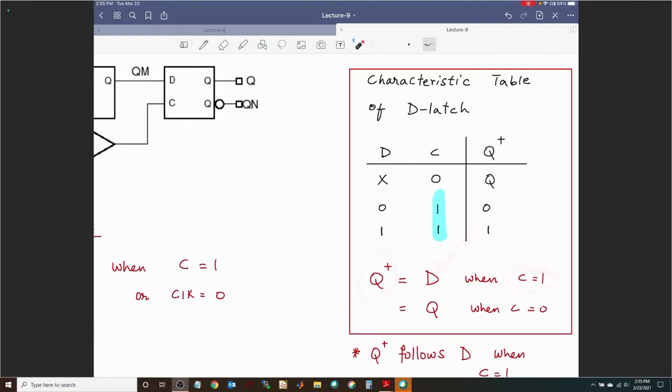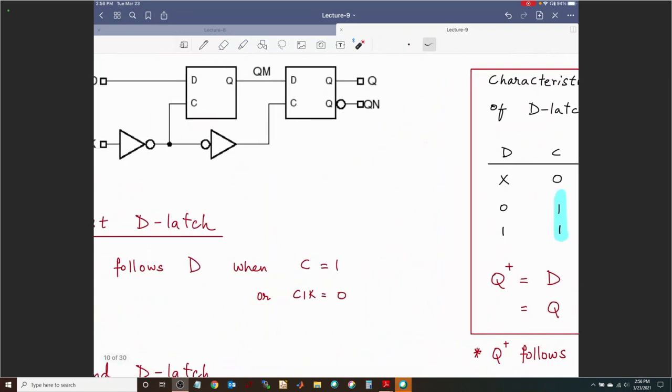But when C is 0, no matter what the D input is, your Q plus will be the same as your previous Q. So the next state output will be the same as your current state output. It's going to be in the stored state. That's when C is 0. So when C is 0, Q plus equals Q. Again, this is something that we derived in the previous class. But that's at least a couple of statements regarding how a D latch is supposed to work based off of the level of the clock, the level of the C input.